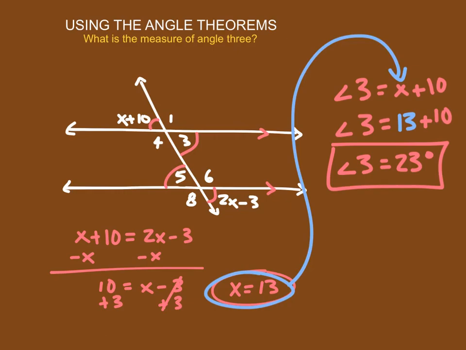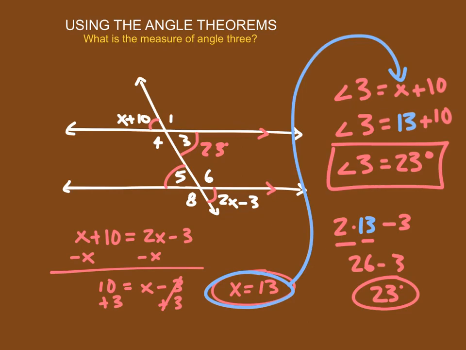And we could have also plugged it into this one, all right? If we do 2 times 13 and then minus 3, 2 times 13 is 26, minus 3 is 23 degrees as well. So it doesn't matter which one you use, but just know that that's the answer we're trying to figure out. Because here's what we know. If this is 23 degrees, I know this is 23 degrees. I know that this is 23 degrees, and that this is 23 degrees, okay, automatically.